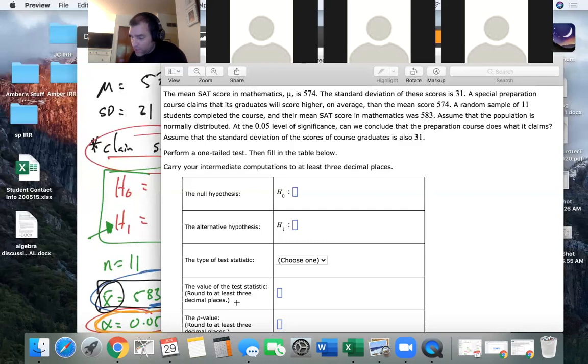If we were testing something over here, then that would come out negative. And that's what we would expect. But so far we're on track, right? We've got a positive value.